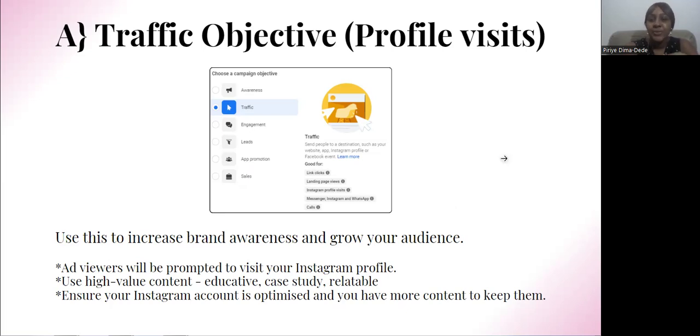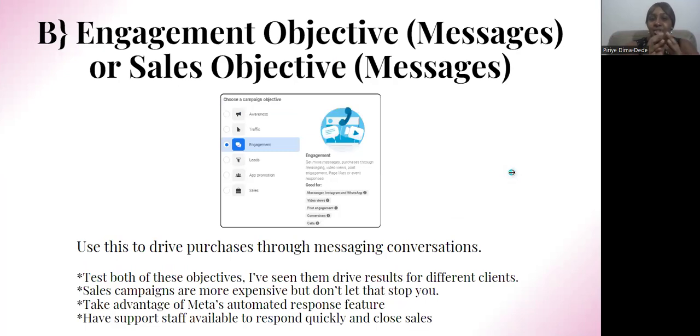The next objective you can use is the messages objective. So you can either use the engagement objective to get messages, or you use the sales objective to get messages. Now, you can use these objectives to drive purchases through messaging conversations. So the goal is to get people to send you messages after seeing your ad and say, oh, I'm interested in this product. Can I learn more about this? How do I make a purchase? And then you can go ahead to close them in your DMs.